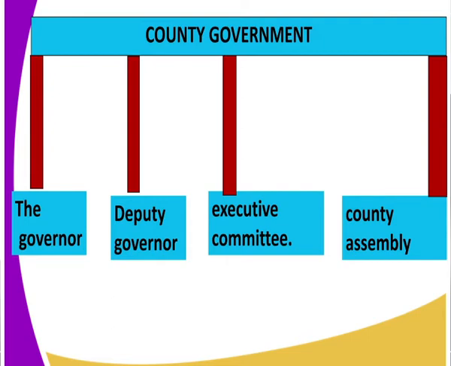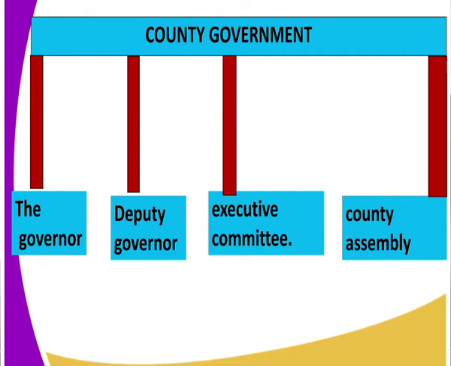Now class, we have looked at the formation of government. We have said we've got two governments, the county government and the national government. Then also, we have looked at what the national government comprises of. We have said we have the executive, the legislature, and the judiciary led by the Chief Justice. Now, in the county government, we have also looked at the composition.